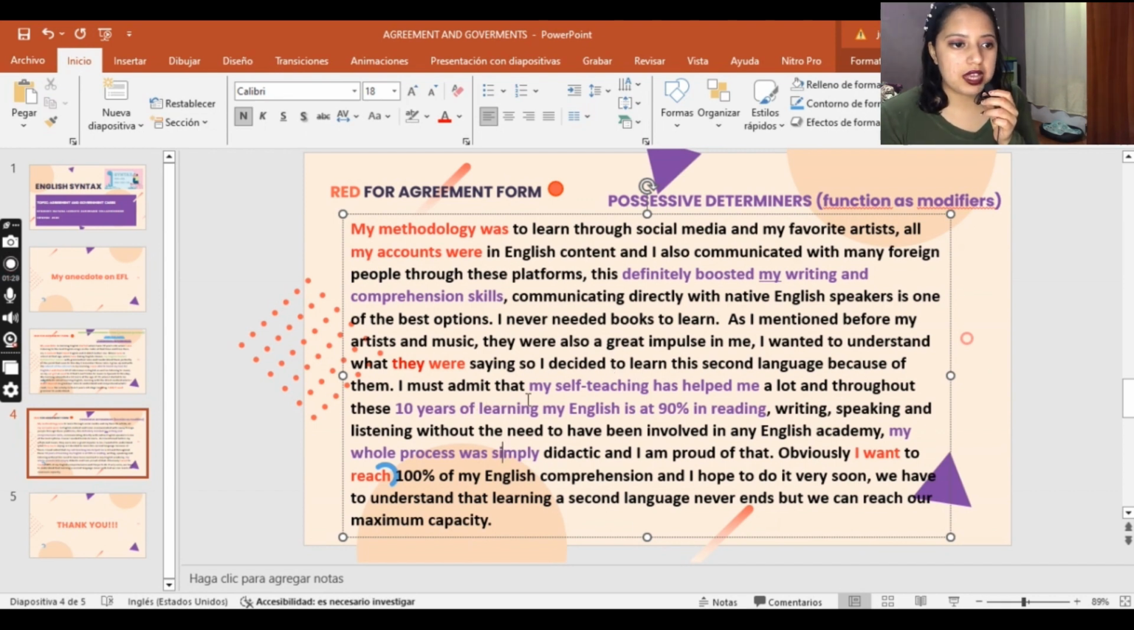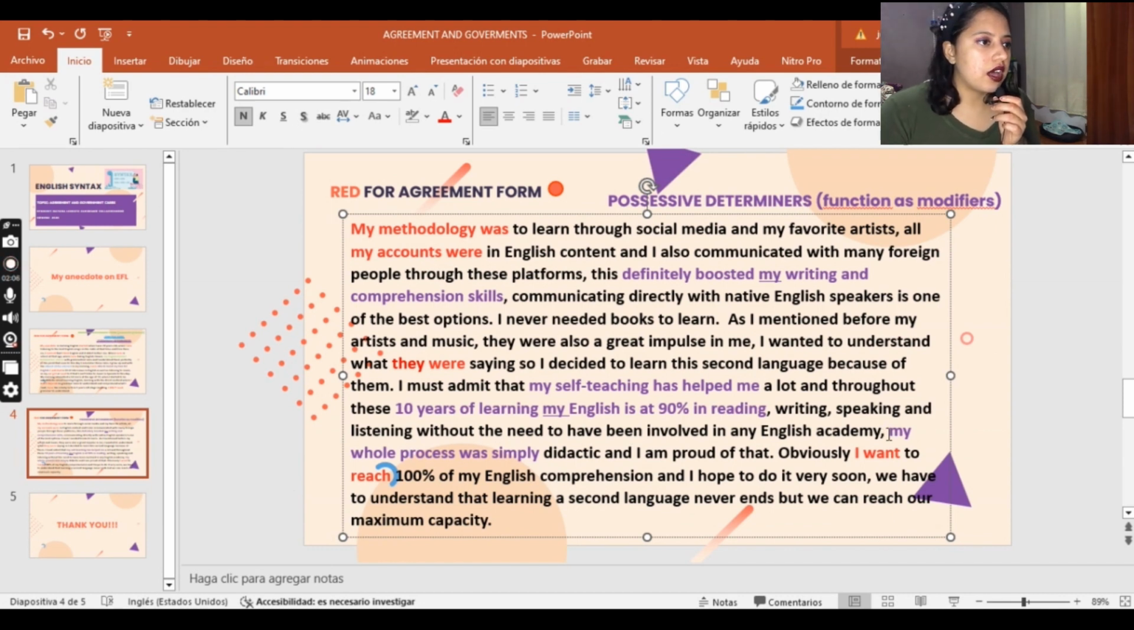I must admit that my self-teaching has helped me a lot. Here I show a possessive determiner, my. I'm talking about myself, my ownership, I'm showing ownership a lot. And throughout these 10 years of learning, my English is at 90% in reading, writing, speaking, and listening. Here is another, I will highlight it, another modifier, okay, that shows ownership. My English, I'm talking about my English. Listening without a need to have been involved in any English academy.